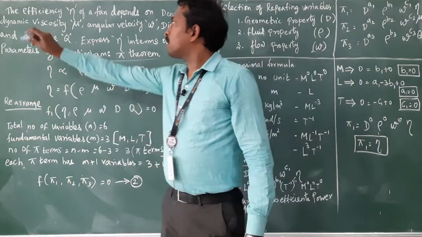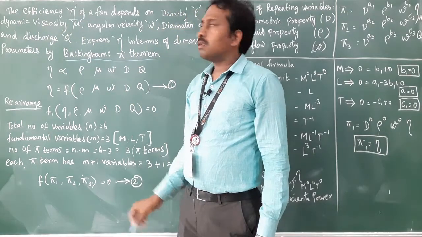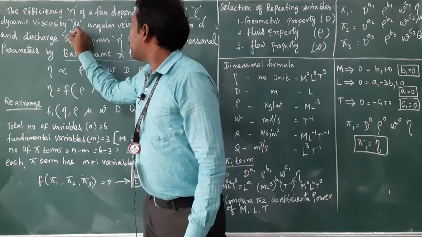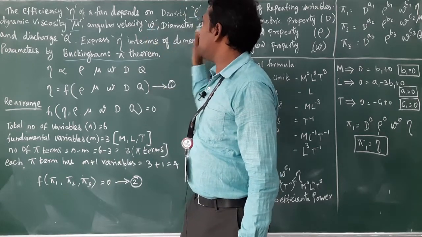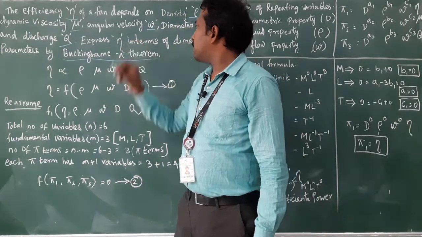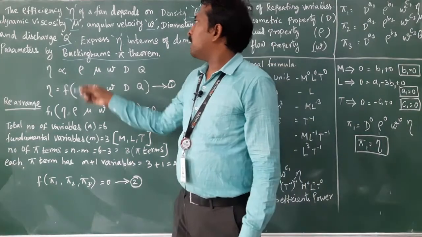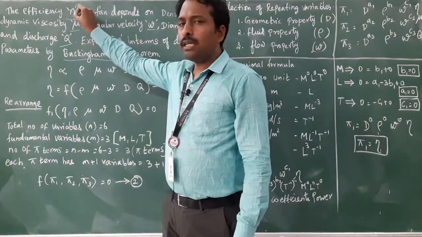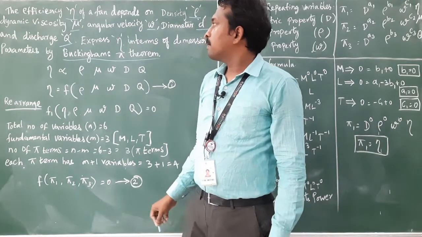See the problem. The efficiency eta of a fan depends on density, dynamic viscosity, angular velocity and diameter d and discharge q. Express the eta in terms of dimensional parameters. Here the eta is the dependent variable and other terms are independent variables.